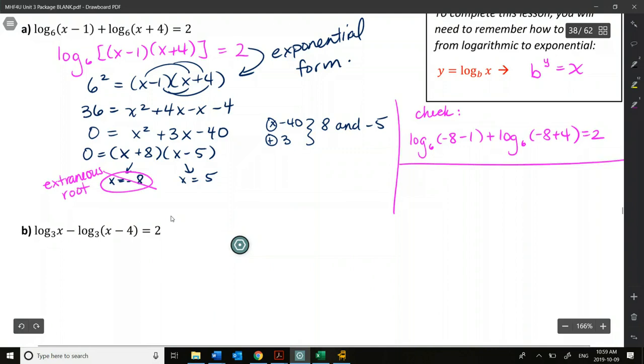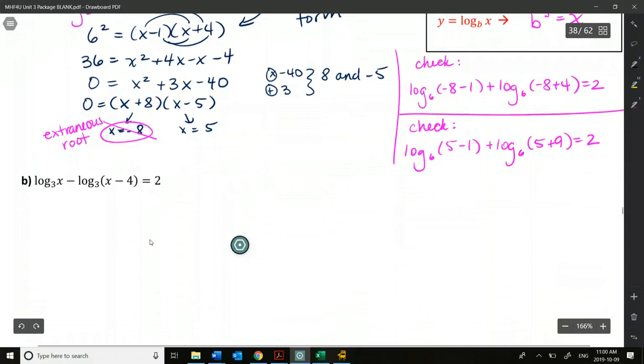Okay, and then I can also check by subbing in 5 into my answer. For those that don't have one of the calculators where you can calculate various bases of logarithms, you're going to have to use the change of base formula to check this. So once I simplify inside the brackets here, how could I evaluate something like log base 6 of 4 and log base 6 of 14?